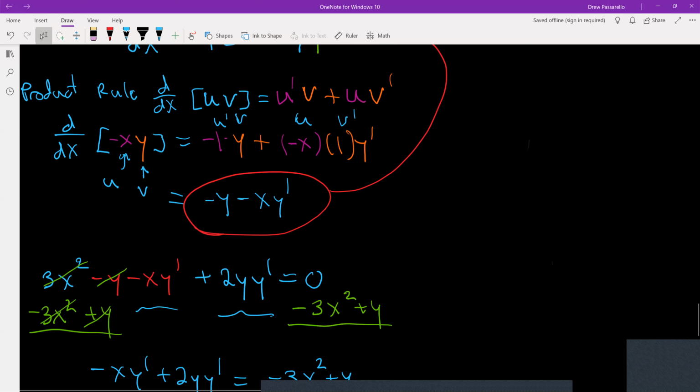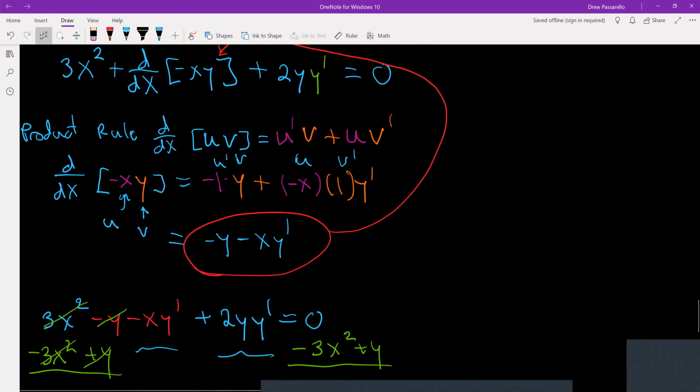So I just rewrote the problem and put in red what I found for the derivative of the middle portion. All right, then the goal is to get y prime by itself. So I put any terms that did not have y prime over to the right side.